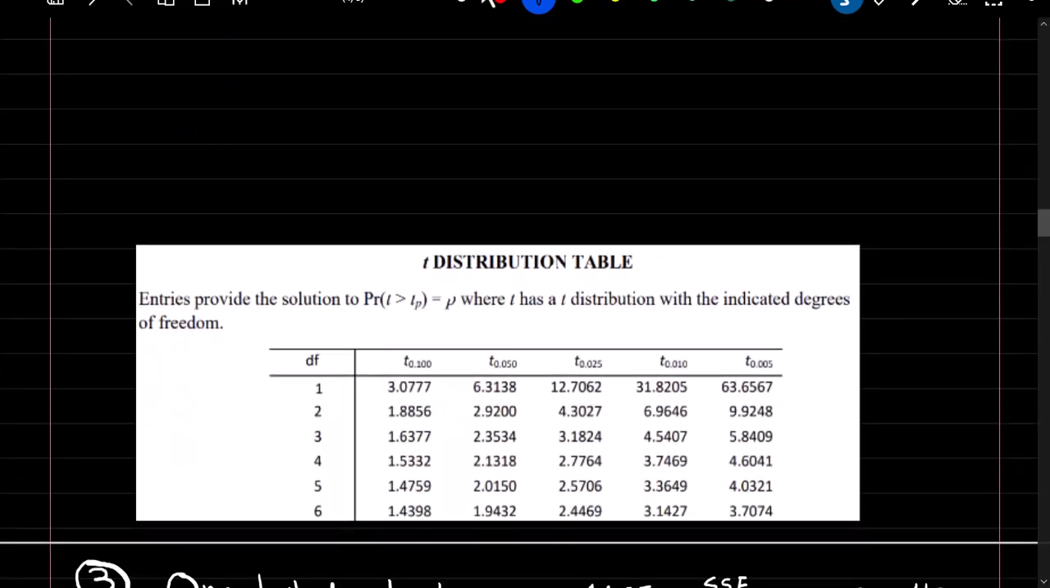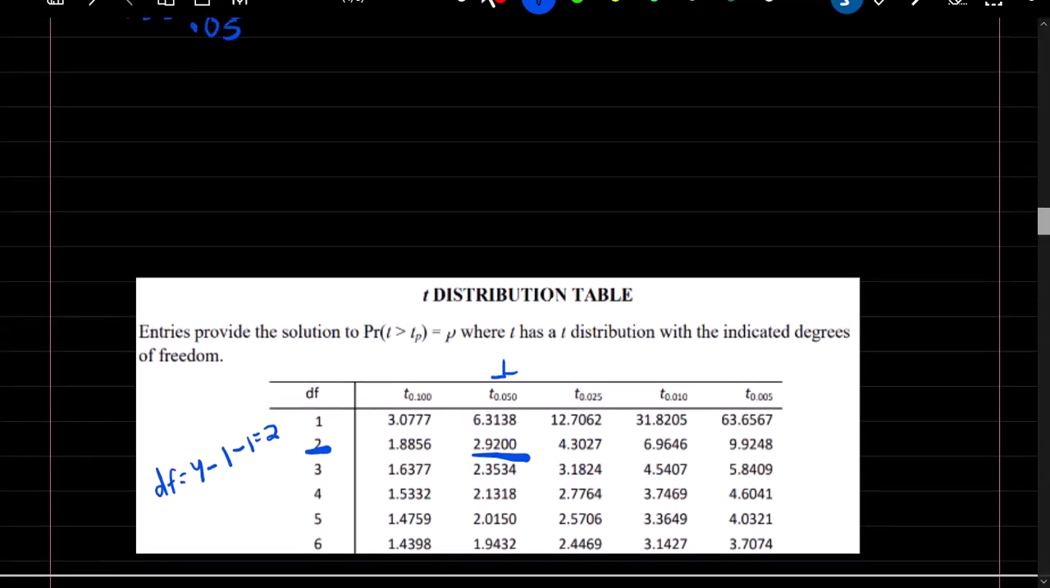And then our degrees of freedom, which is going to be, we had 4 observations minus our 1 predictor minus the intercept, so we're going to get 2. So we're going to use 2 degrees of freedom at 0.05 alpha to get a value of 2.92 for our critical score.